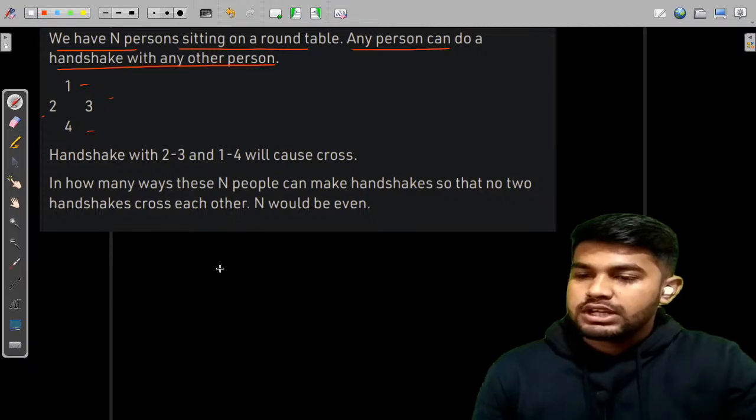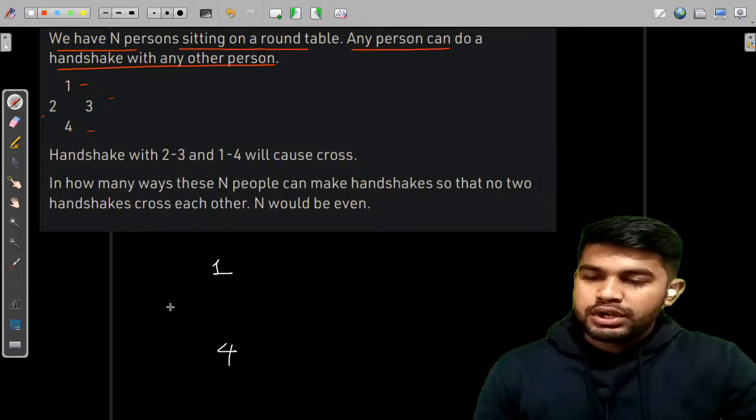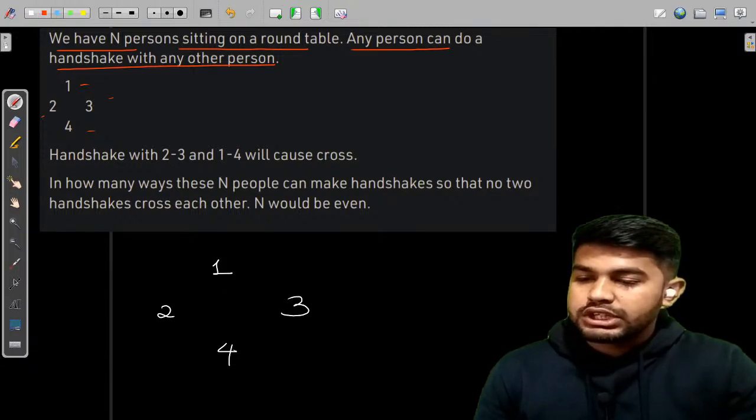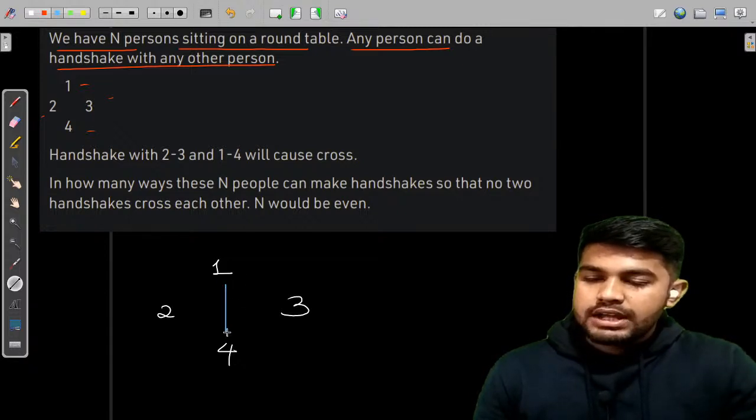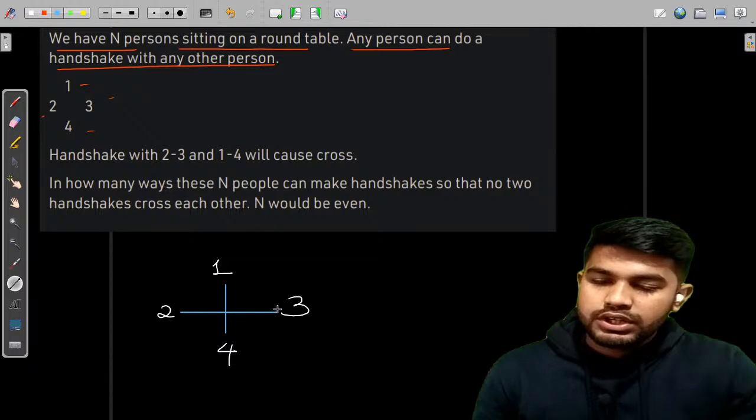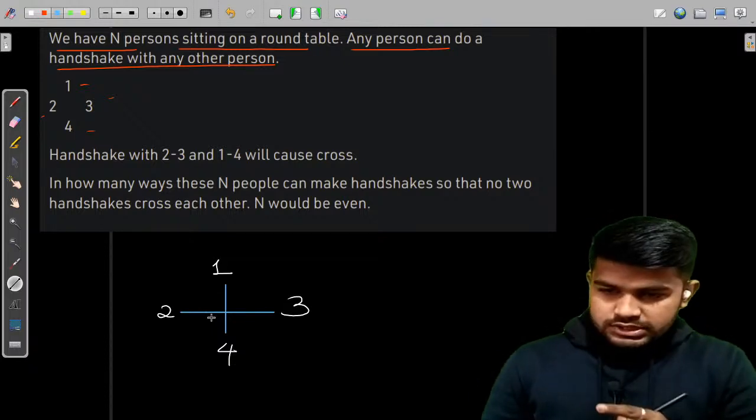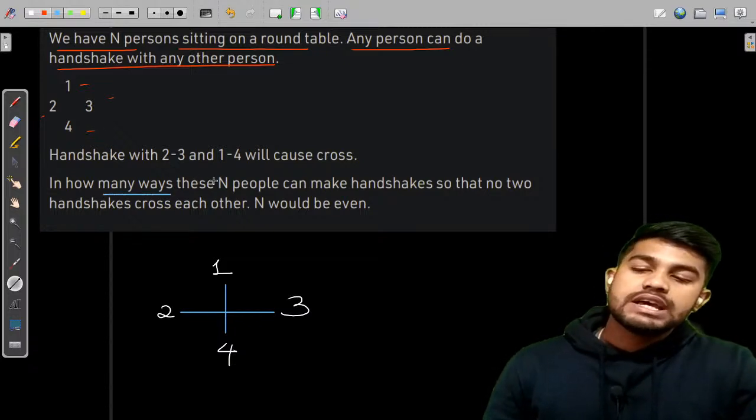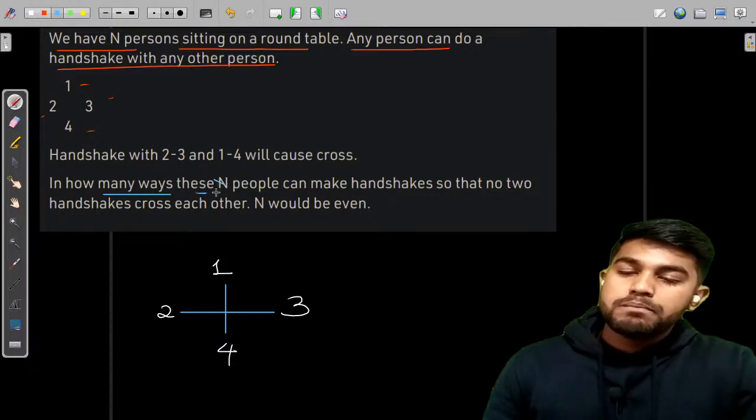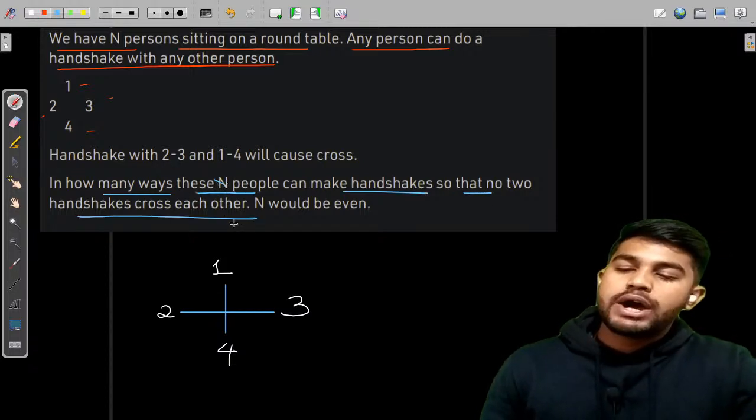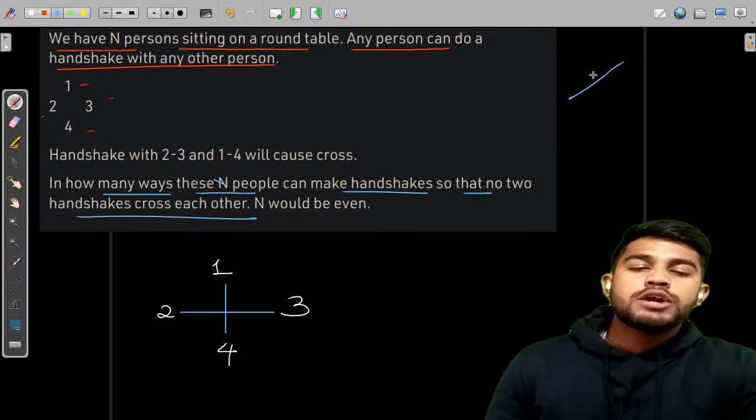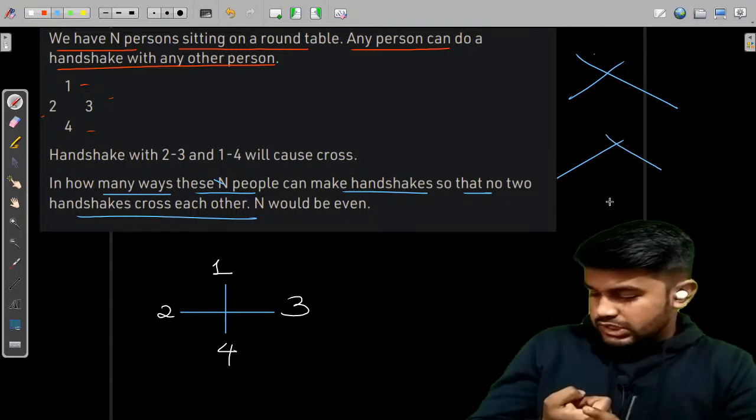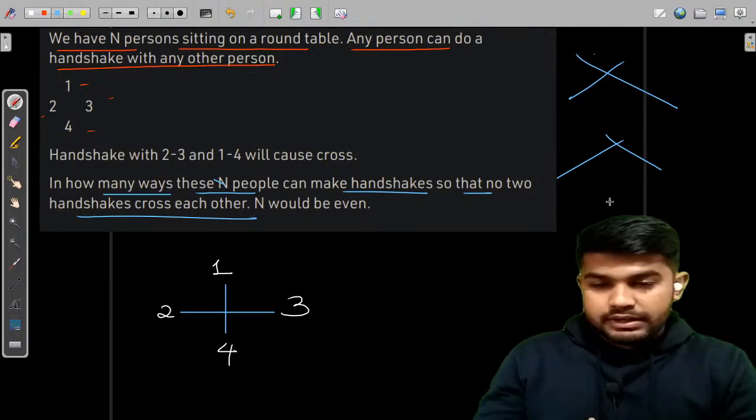Now what is this cross? Suppose there is 1, there is 4, and there is 2 and there is 3. Now suppose 1 is doing the handshake with 4 and 2 is doing the handshake with 3. This is forming a cross, but we need to find how many ways these n people can make handshakes so that no two handshakes cross each other, so that there should not be a condition like this. They shouldn't be intersecting each other basically. This is the proper term used.